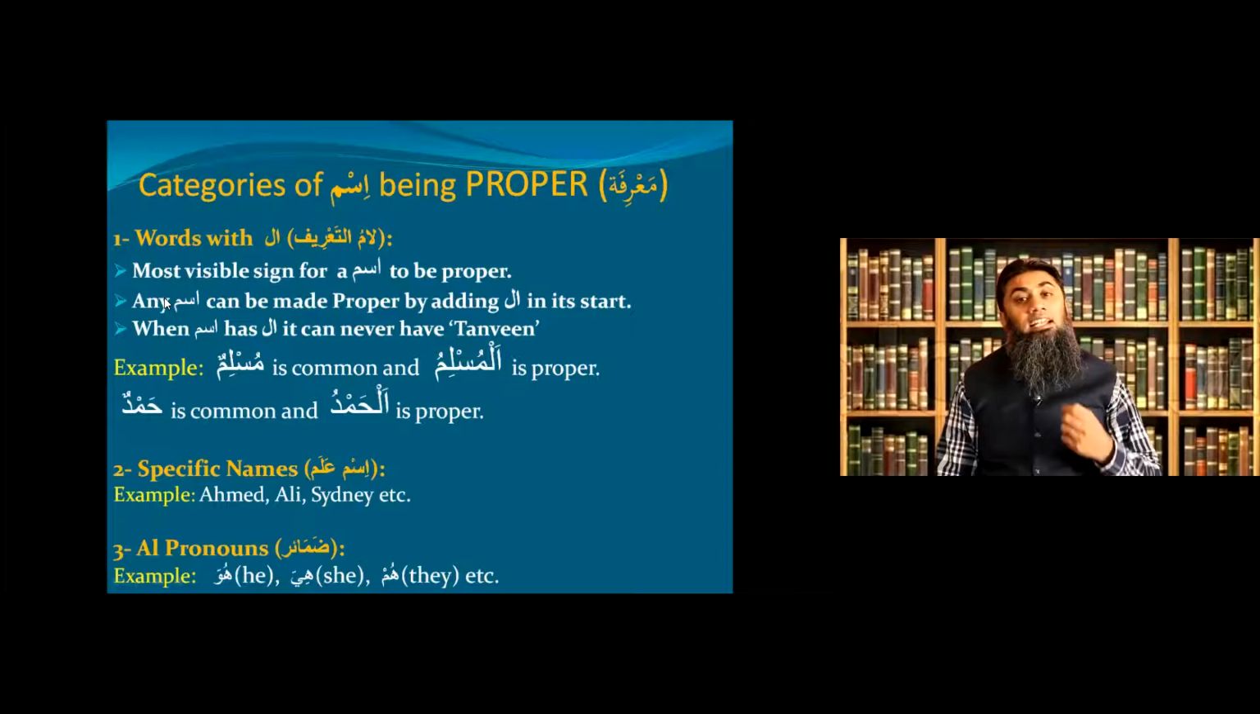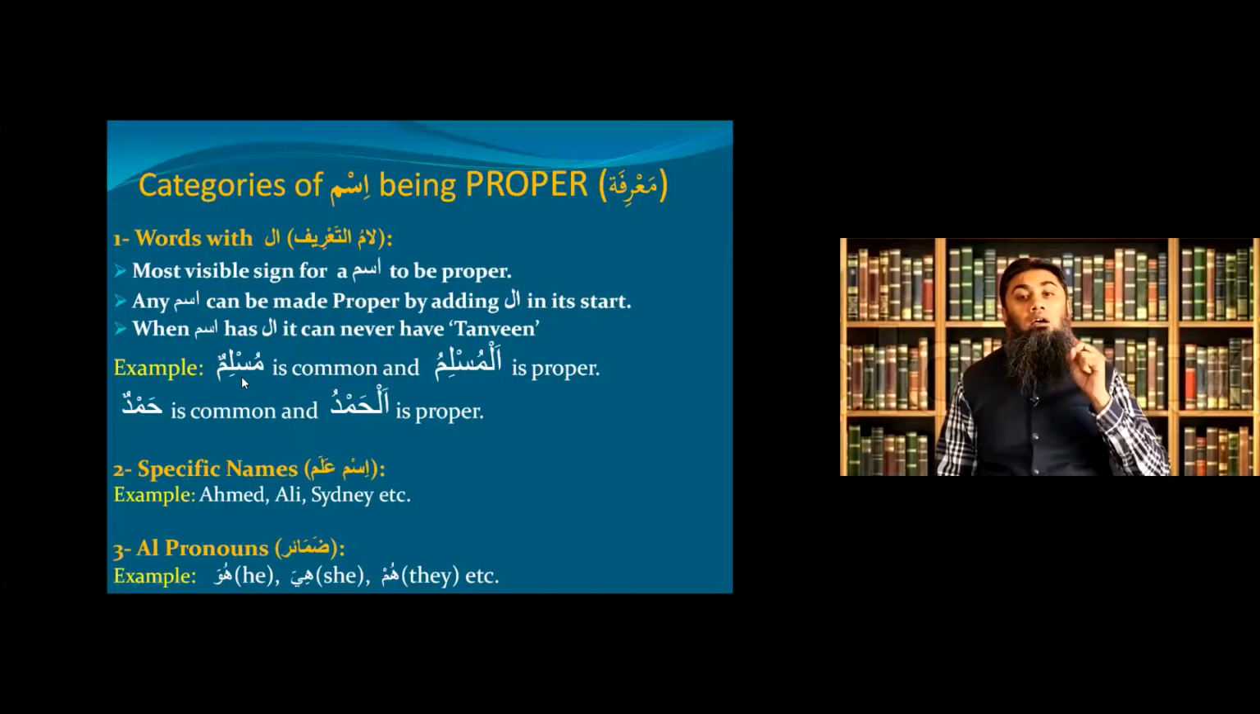And secondly, any ism can be made proper by adding this alif lam at the start. And last but not the least, when we attach alif lam at the start, then ism cannot have tanween. Tanween means 2 harakat, either 2 dhamma, 2 fatha, or 2 kasra. Okay, so alif lam and tanween will not go side by side. If we have alif lam, you must not have tanween. Okay, look at the example.